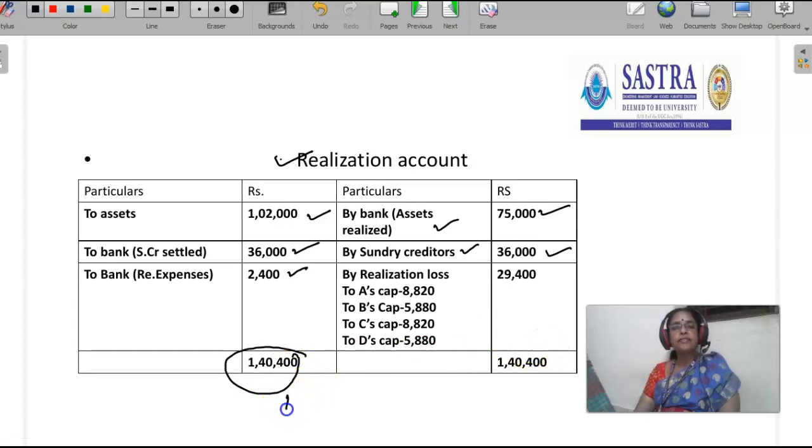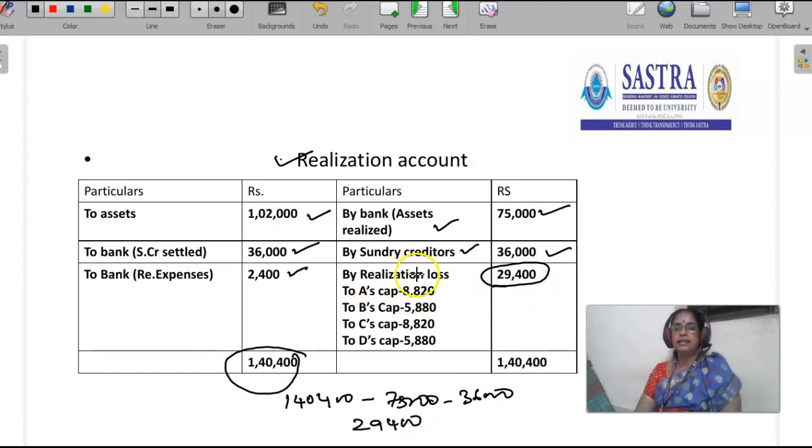So from 1,40,400, if we deduct 75,000 and 36,000, we will get 29,400. In this problem, this firm faces a loss, realization loss, that is 29,400. That has to be transferred to the partners' capital accounts in their profit sharing ratio.